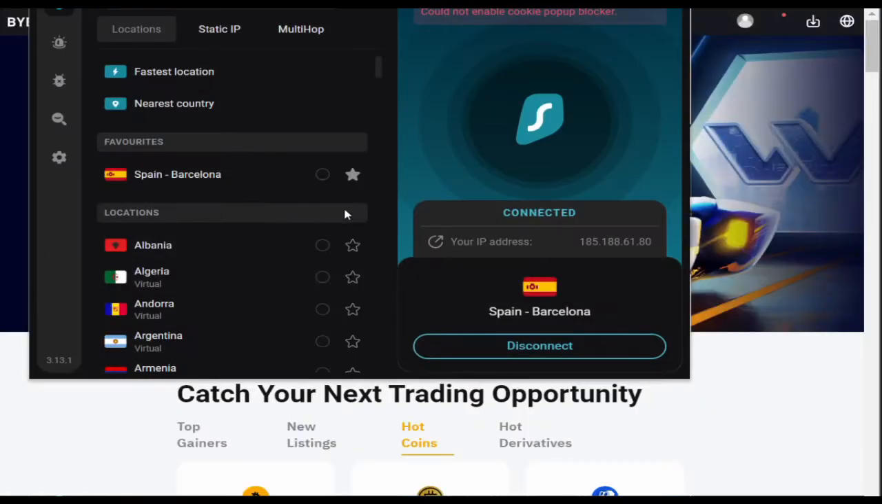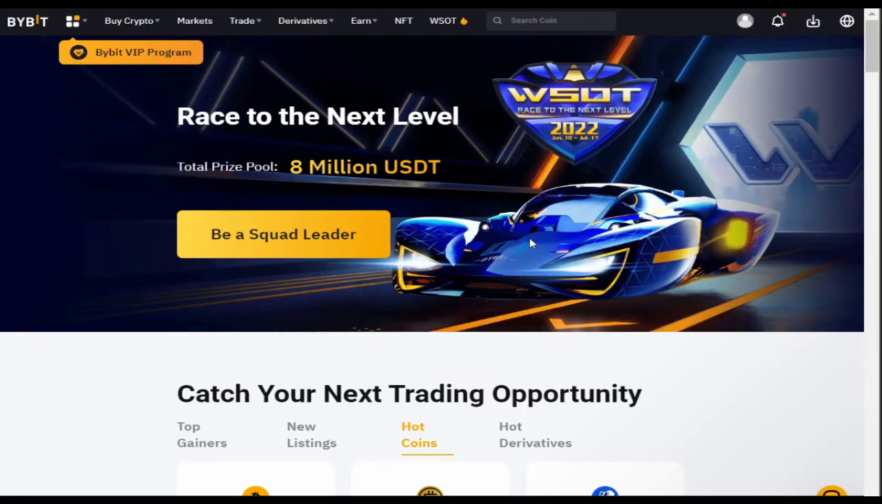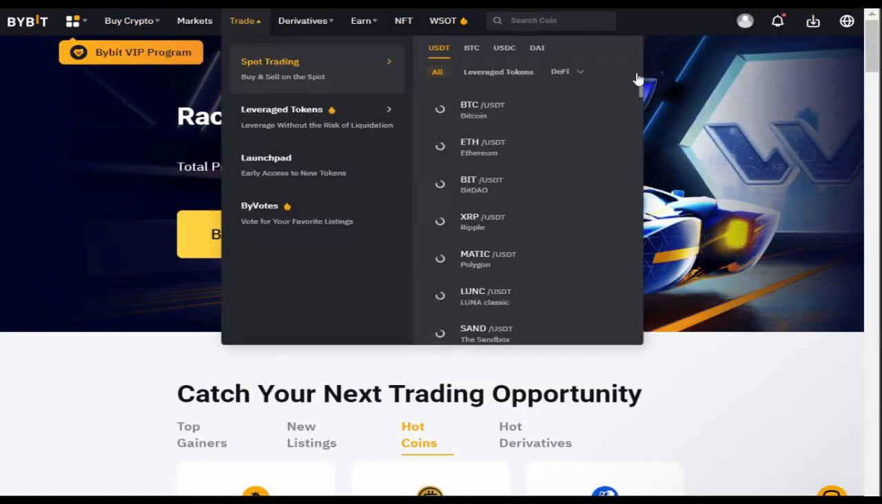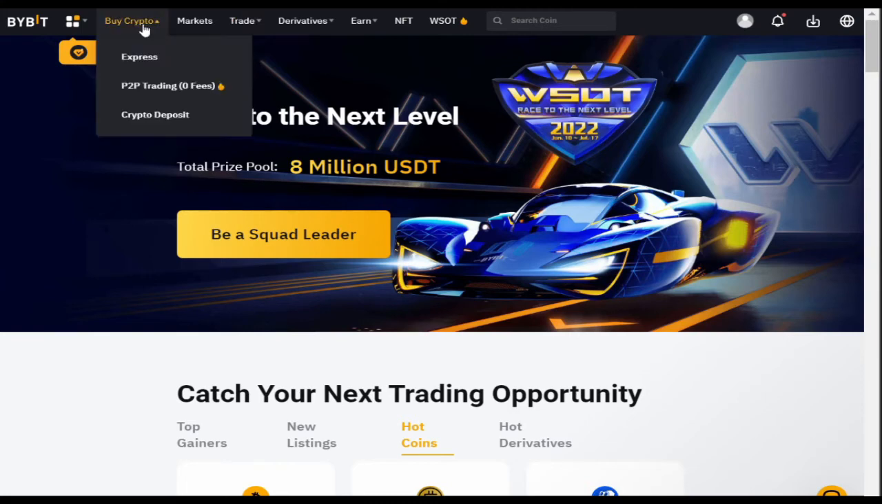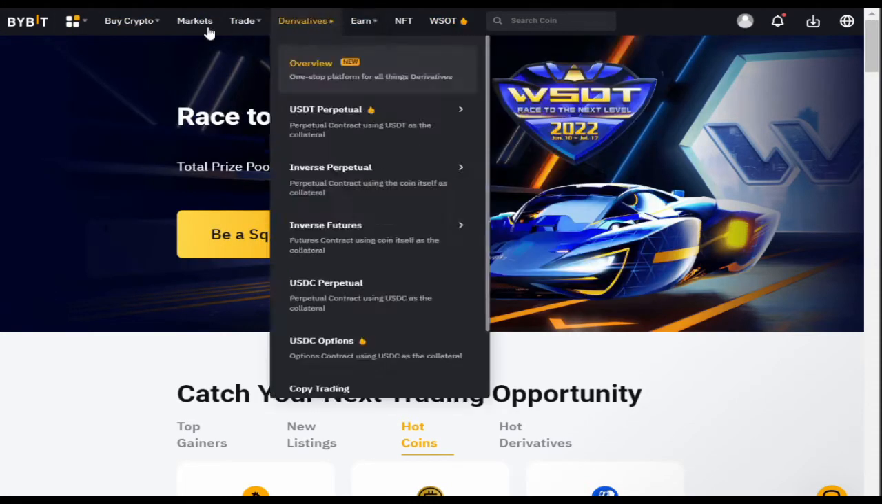Now I use Surfshark VPN. It's pretty cheap, and I use Spain as my host country, but it's really any country that allows you to sign up is what you want to be using. So before you log into the platform, here you just got the tabs on top.